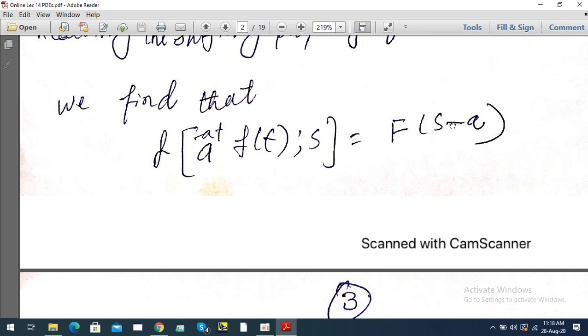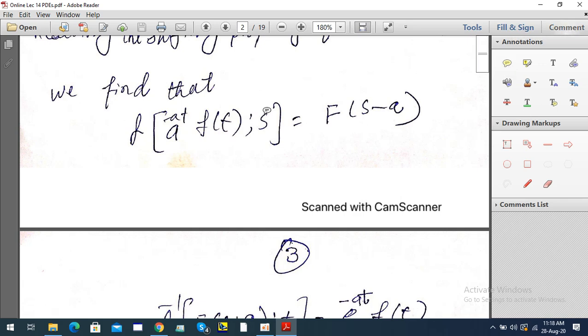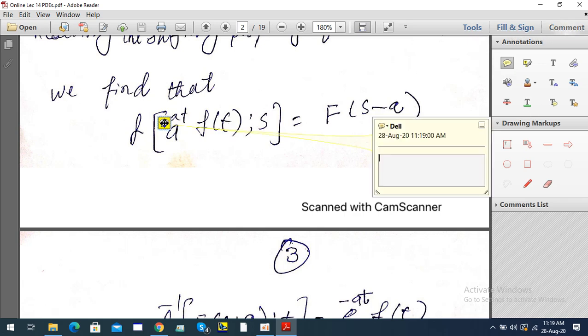Okay, if the Laplace of e power at f of t is positive, then it should be F of s minus a. But if this is e power minus at, then minus minus makes it positive, so it should be F of s plus a. So let me correct this, that this negative sign is plus.